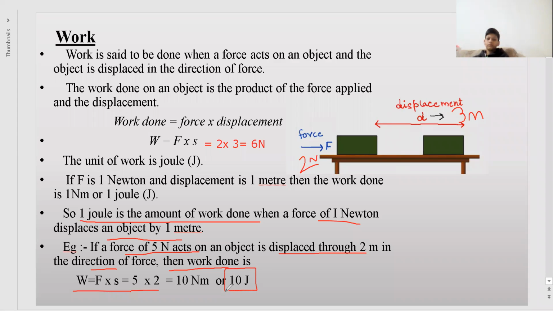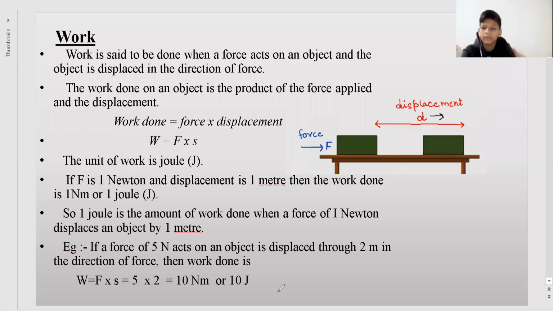We will always be using the unit joule. So remember that though Newton meter is also one of the units for work done, we will be using joule. You have to remember 3 things from this. First, the definition. Second, the formula. And third, the unit. That's it. Now the next question.